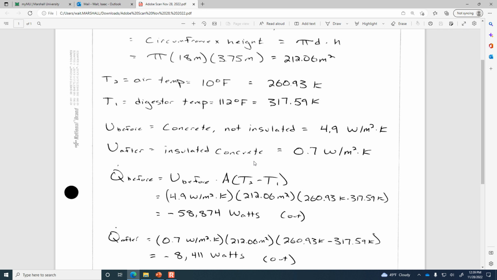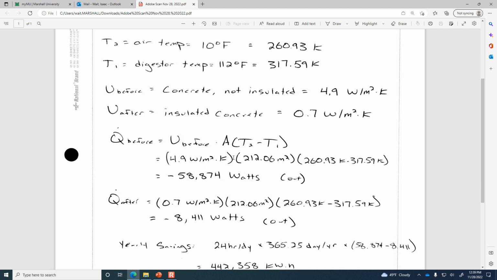58.8 kilowatts flowing out, which is an enormous amount of heat, because I've intentionally selected a pretty extreme example, just the bare concrete and a really extreme temperature differential. If the temperature differential was less, then the heat flow would be less. And of course, once it's insulated, we can get by with a lot less heat, not having to add quite as much.